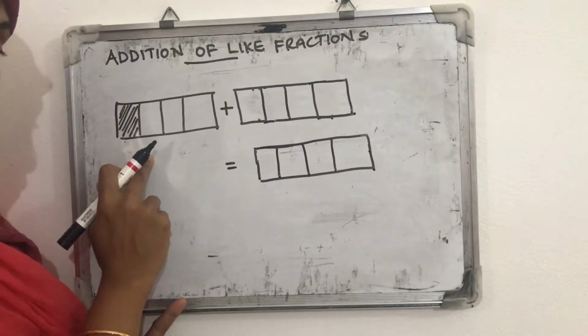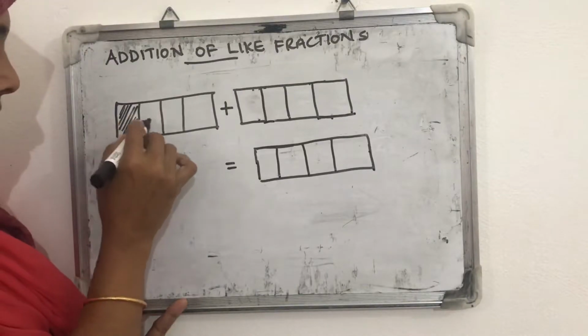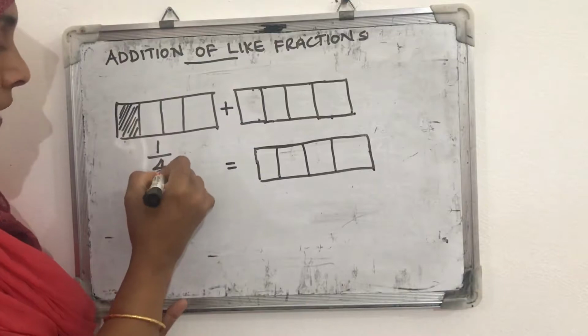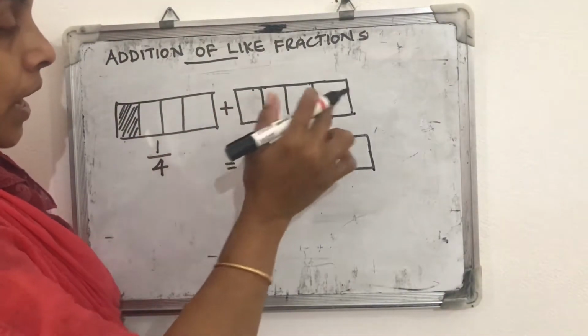1 by 4, because one part is shaded, so the numerator will be 1, and in total how many parts are there? 4 parts. So the fraction of this shaded part is 1 by 4. Just like that, we add another fraction.